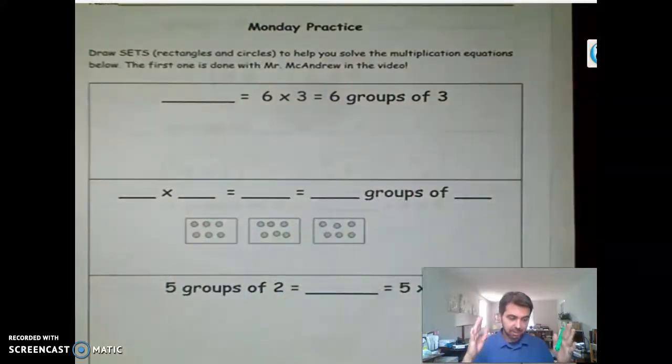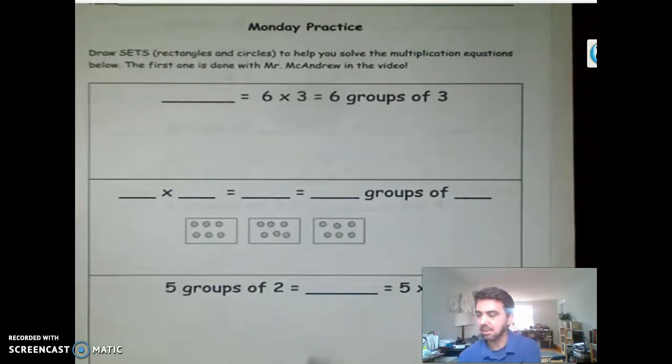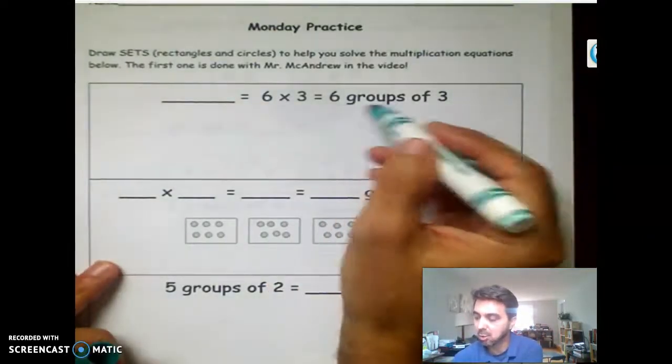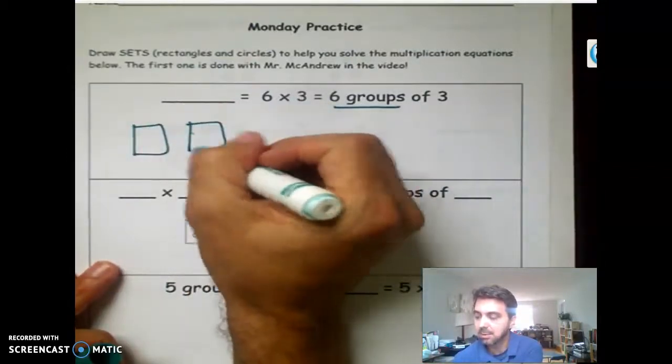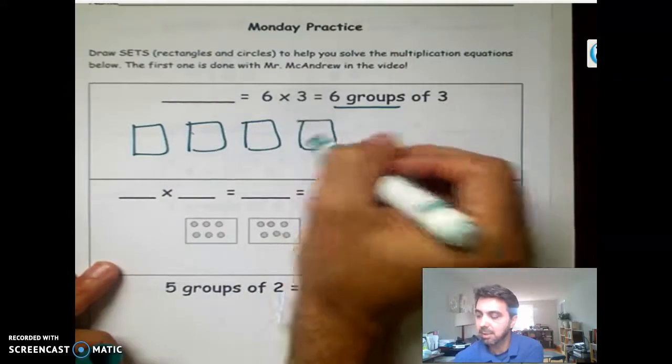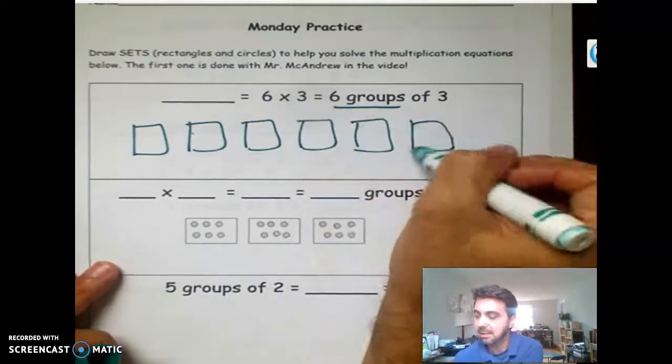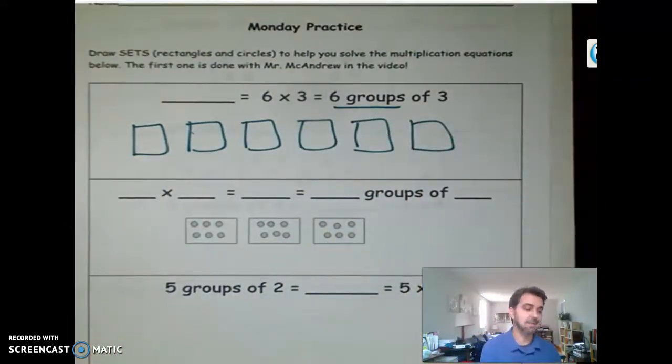I'm still going to think about bags and apples. So I'm going to have 6 groups, 6 bags. 1, 2, 3, 4, 5, 6. This time I have a lot more bags, but I don't have as many apples. You could think of this as 6 bags of candy. You could think of it as 6 baskets of fruit.